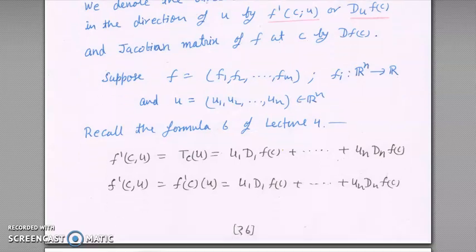So now recall formula 6 of lecture 4, that f'(c; u) is equal to T_c(u), and that can be written as u1 D1 f(c) + ... + un Dn f(c). Now if in place of T_c we write f'(c), this formula can again be written as f'(c) operated on u, and its value is u1 D1 f(c) + ... + un Dn f(c).